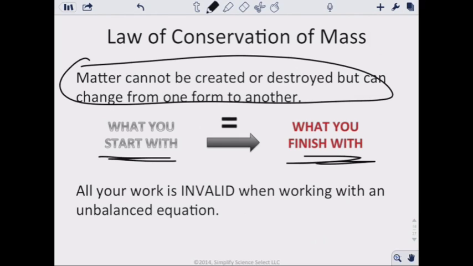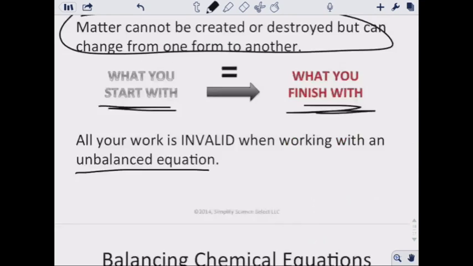All of your work will be invalid when working with an unbalanced equation. So later when we get into stoichiometry, when we don't use a balanced chemical equation, nothing works. And so we have to have a balanced chemical equation. It's what everything stems from. It follows the law of conservation of mass.